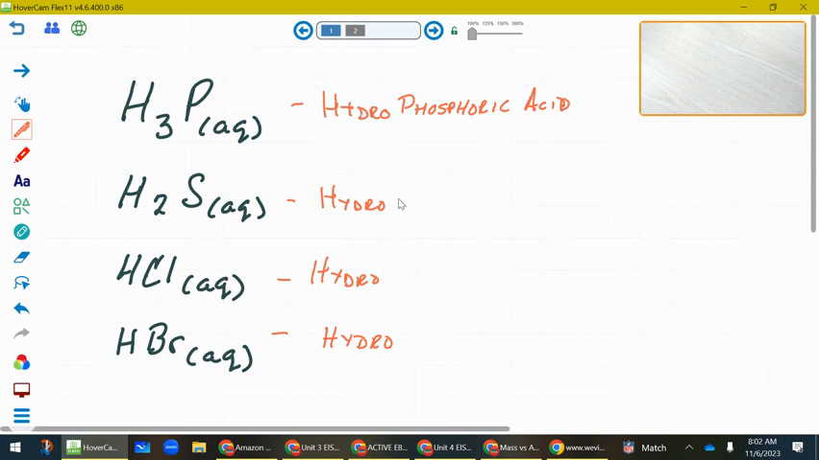Sulfur becomes hydrosulfuric. Now, I realize we are not dropping anything from sulfur's name, but hydrosulfic acid just didn't sound right to people. So they left the UR there. Still ends with ic acid, though. Chlorine becomes what? Chloric. So hydrochloric acid. And bromine becomes bromic. Questions on any of those, ladies and gentlemen?